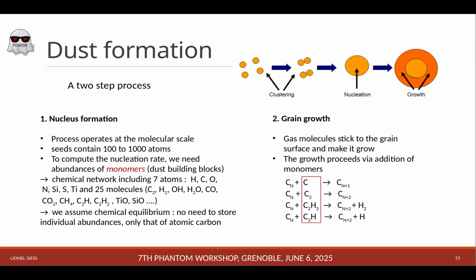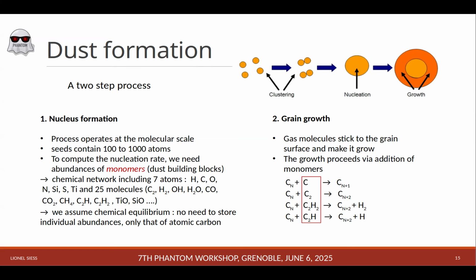And then the grain size grows, okay? But to follow that step, we need to know the composition, the molecular composition of the gas. And this is what we do. So we store for each zinc particle the abundance. We follow the 7 elements, so hydrogen, CNO, and others. And we have a small chemical network that includes 25 molecular species, in particular CO, the main ones.